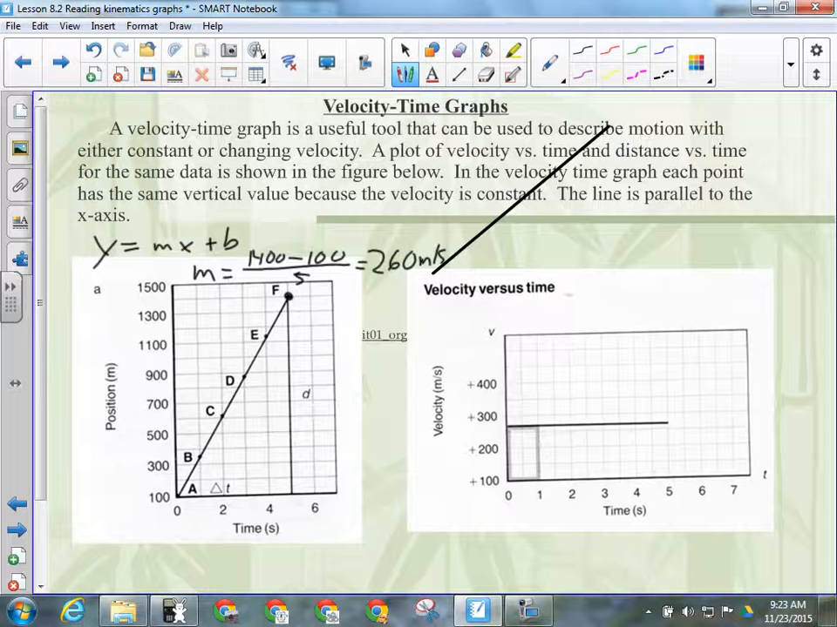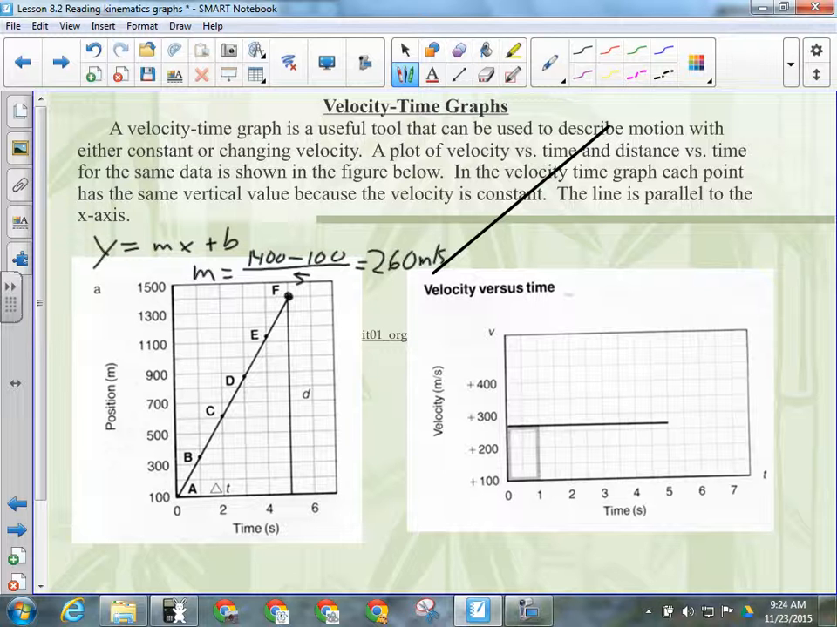I've used that graph a few times. I didn't do that in my head. 260 meters per second is my average velocity for this graph. Is that about where this graph is saying it is? Yeah, because this line here would be 250, so that's just above it. We're showing the same thing.